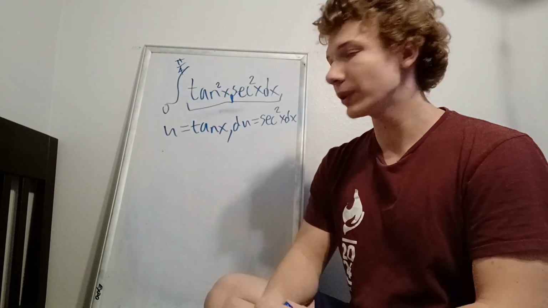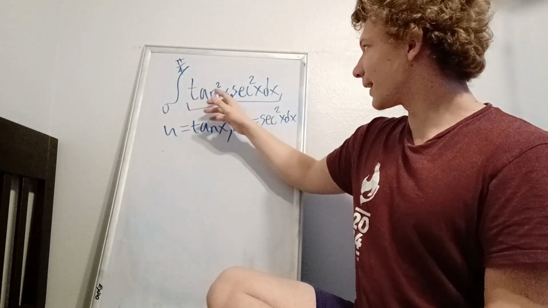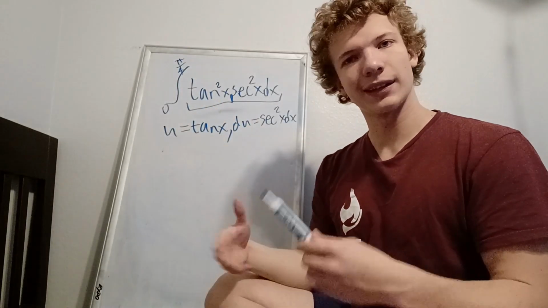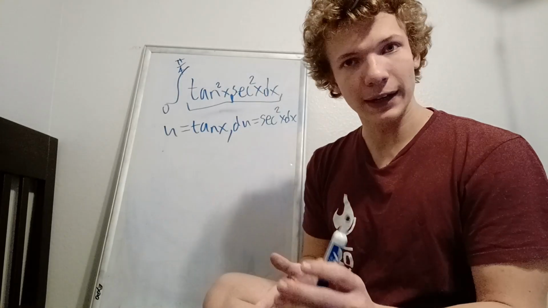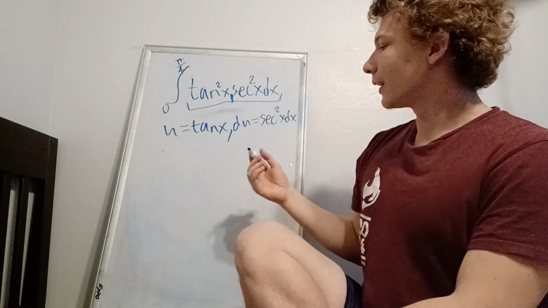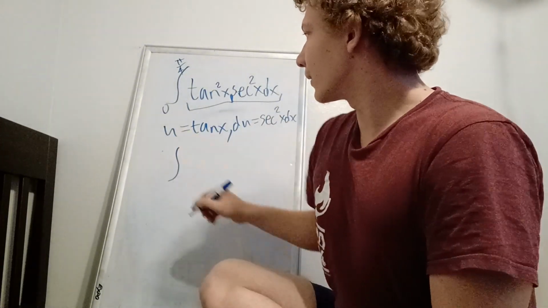Sometimes you have to realize that as long as you have one bit that'll get you the derivative you want, as long as the thing that's modifying it, in this case it's being squared, is something that you can still write in terms of u, then you'll be good by the end of it. Now, using these parameters, we'll take the new integral.